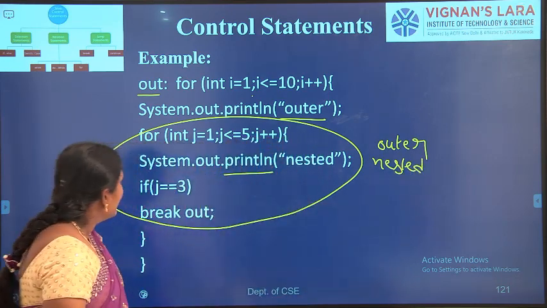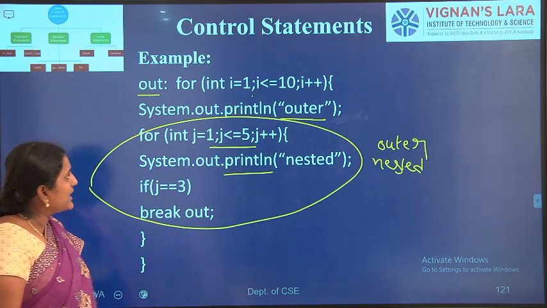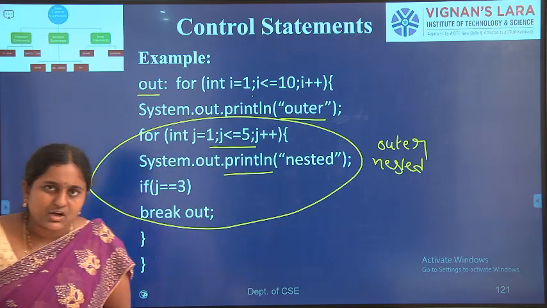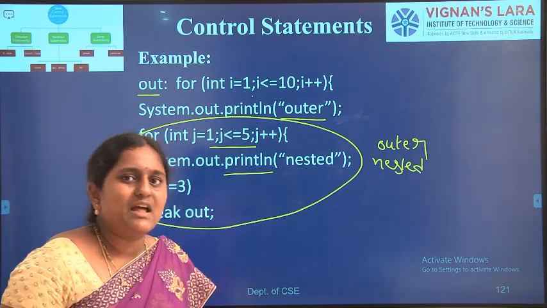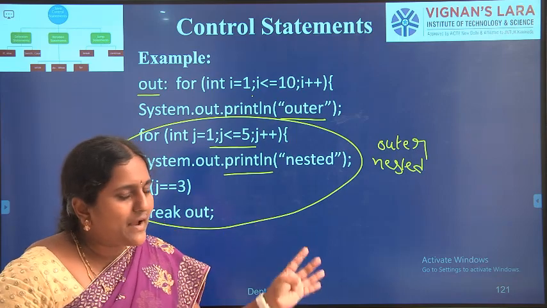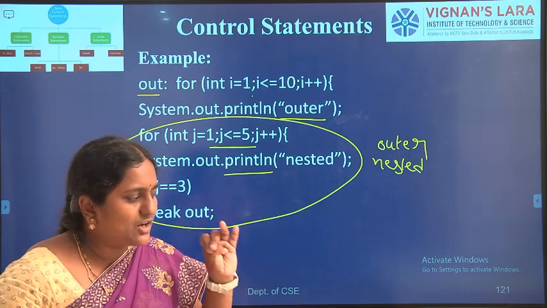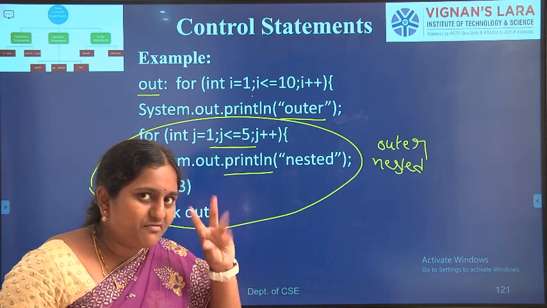If j is iterated 5 times: 1 less than or equal to 5, 2 less than or equal to 5, 3 less than or equal to 5, 4 less than or equal to 5, 5 less than or equal to 5. So it prints nested 5 times.